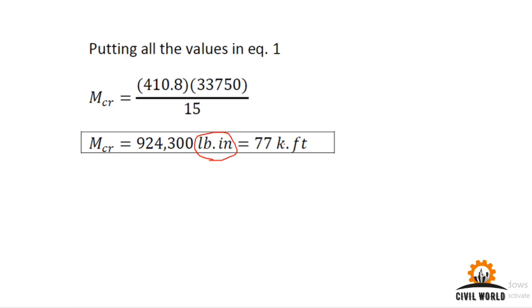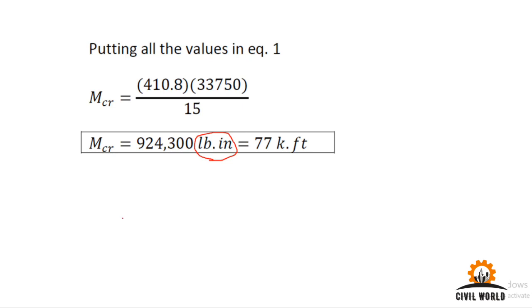If you convert it into kip feet, you have to divide it by 1000 to convert this pound into kips, and then you have to divide it again by 12 to convert this inch into feet. So it comes out to be 77 kip feet. So this is the cracking moment of this section. It has nothing to do with the applied load because this is a property of the section, the moment at which the concrete in tension starts to crack.